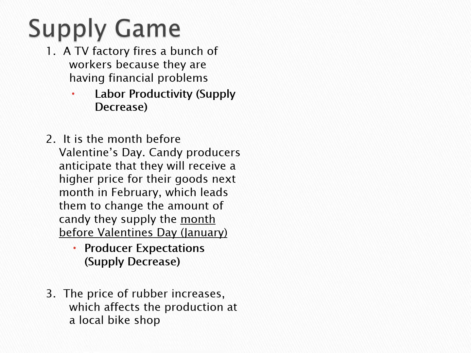Number 3, the price of rubber increases, which affects the production at a local bike shop. Well, we know that bikes have tires, and tires are made of rubber. So if rubber goes up in price, it's going to be more expensive to make bikes, which means you're going to produce less of them. That's input cost, an ingredient in making bikes.